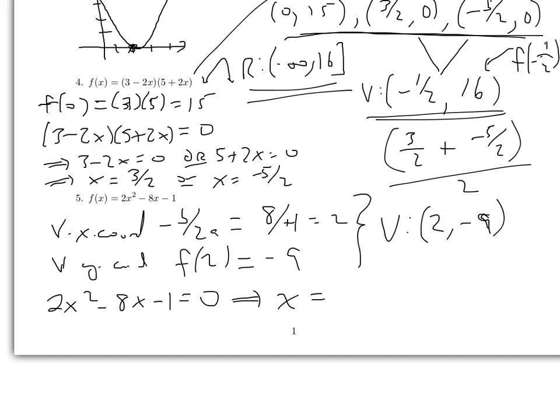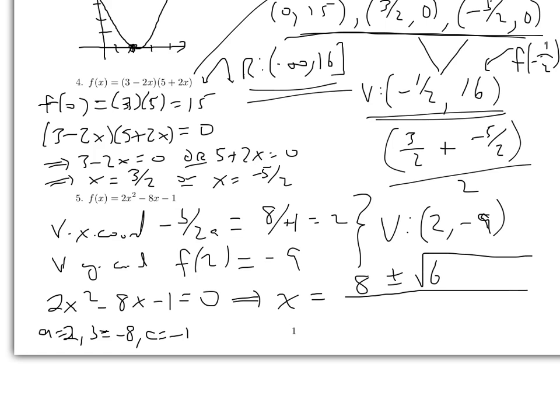So anyway, the quadratic formula says that x should be negative b, so that's 8. A is 2, b is negative 8, and c is negative 1. So 8 plus or minus the square root of b squared, which is 64, minus 4ac, so that's 4 times 2 times negative 1. So be careful with the negatives here. 4 times 2 times negative 1 is negative 8. 64 minus negative 8 is 64 plus 8. And that's all divided by 2a, which is 4 in this case.